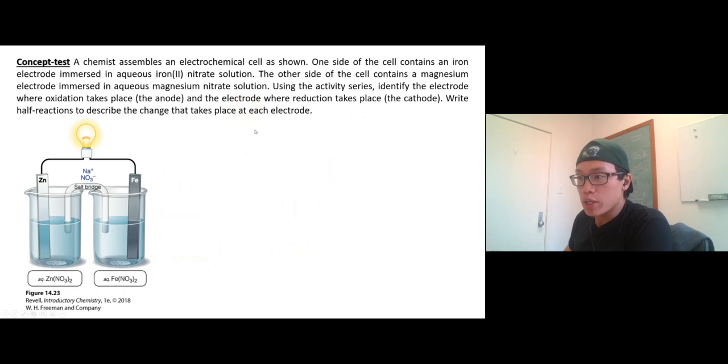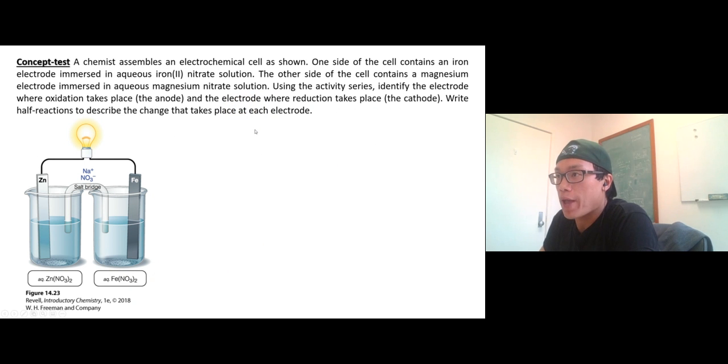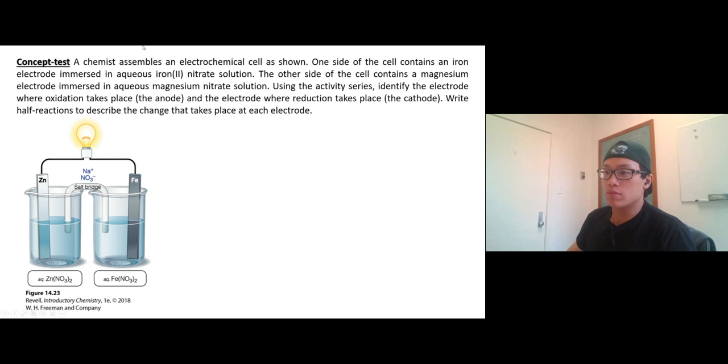All right, do this on your own. Can you predict that? A chemist assembles this cell with the solvent and so on. Using the activity series, identify the electrode where oxidation takes place, the anode, and the electrode where reduction takes place, the cathode. Write the half reaction to describe the change that takes place at each electrode.